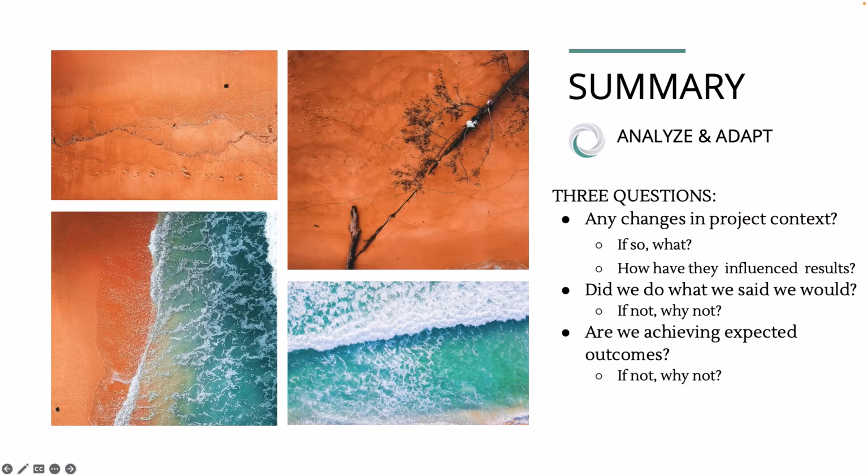In closing, here's a summary of what we've covered in this module. We learned how to track and prepare the data needed to answer the first two questions about the effectiveness of our strategy, including, are there any changes in project context, and if so, what are they, and how might they have influenced our observed results? Did we implement the activities that we said we would, and if not, why not? We learned how to track and prepare the data needed to answer questions 1 and 2, and we recapped our best practices. So in the next module, we'll learn how to track and prepare the data needed to answer question 3.